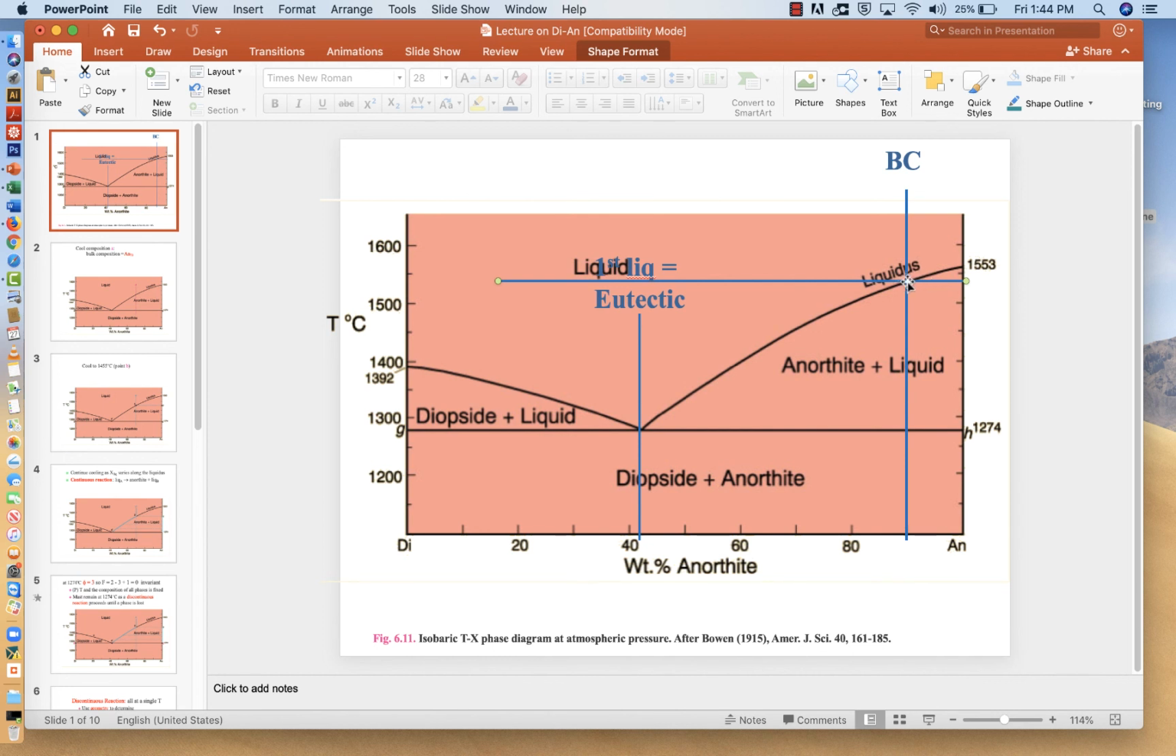Any further heating and we have no crystals left, we're back to the bulk composition, but now that bulk composition is entirely liquid instead of entirely solid. And so further heating just makes that liquid hotter.